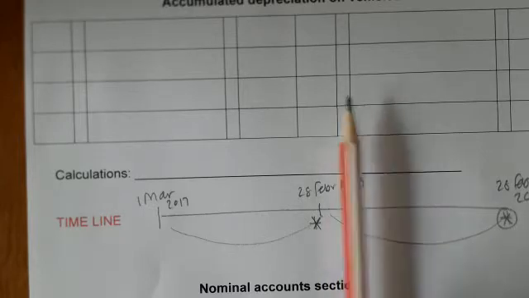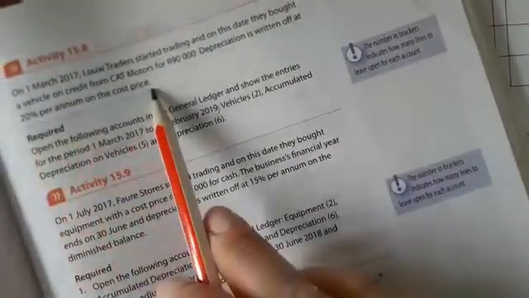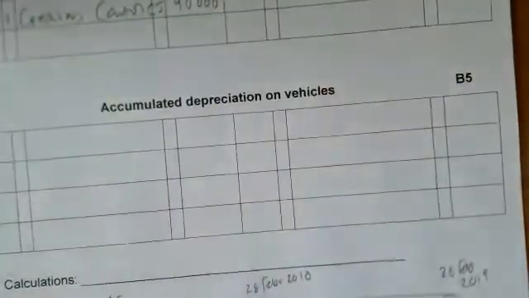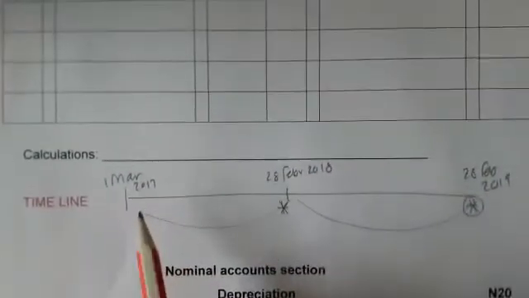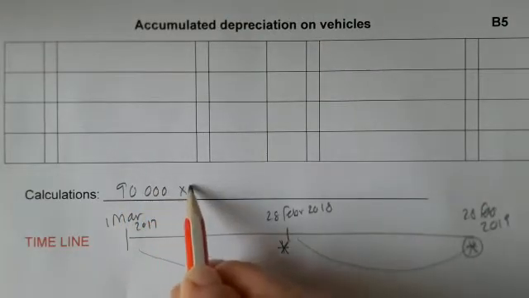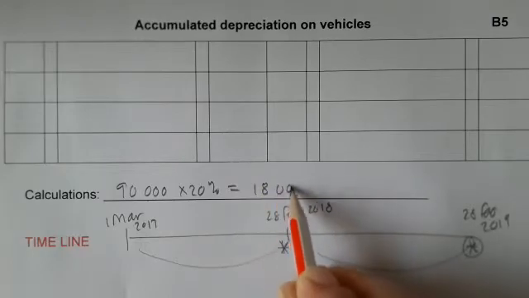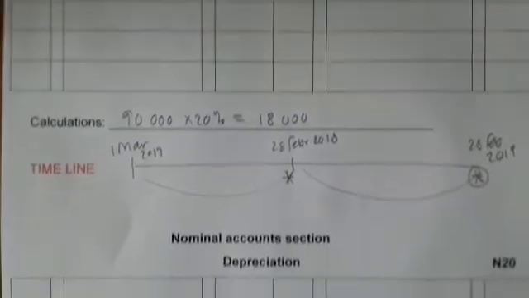Depreciation is calculated at 20% per year. There you go, 20% per annum on the cost price. So let's make that entry. The cost price was 90,000 Rand at 20% for the whole year, and that is 18,000 Rand. And now you have to make your entry. How do we do that?